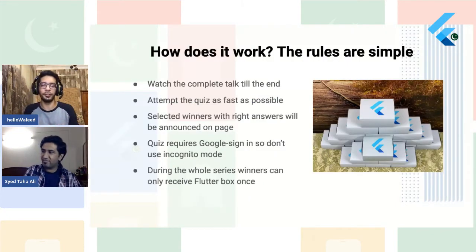For the rules, they are simple, as I have already explained in the previous three events. The quiz needs to be attempted completely, and in order to attend the quiz, you will have to attend the talk as well, because the questions in the quiz are from the talk. You need to attend the complete talk. That's the first criteria. Next, attempt the quiz as fast as possible, because answering 10 questions in 10 minutes won't make a difference. If you answer six questions in the first 2 minutes, that increases your chance of winning.